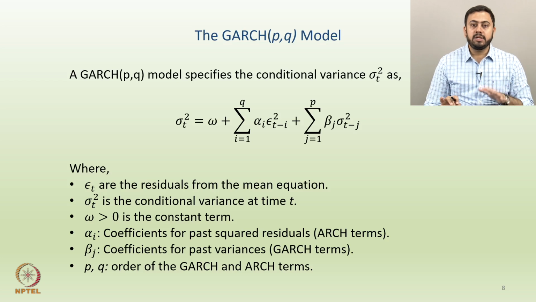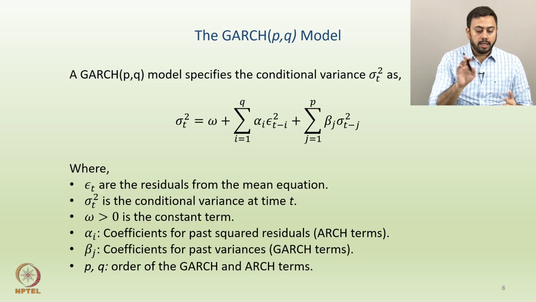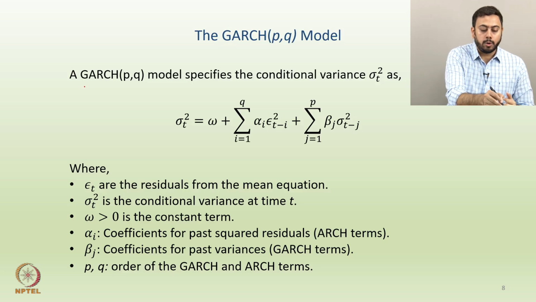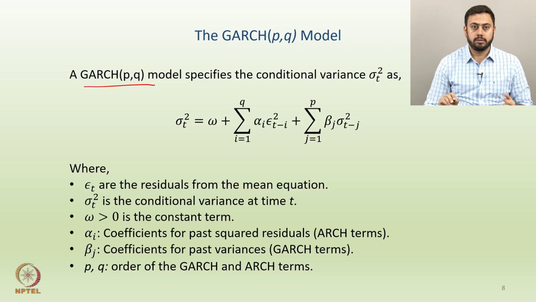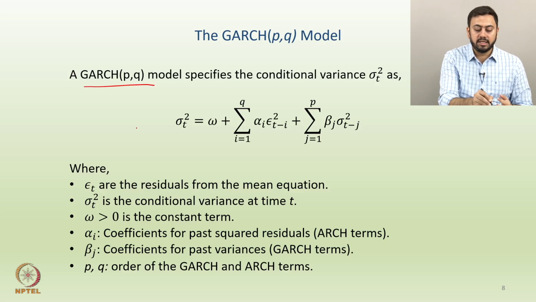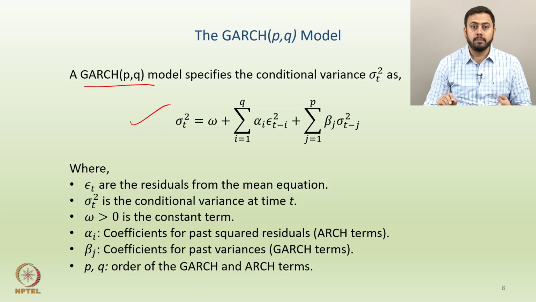Now we will study briefly what the model structure is and how exactly it is different from an ARCH model. Firstly, you should understand that a GARCH model contains two orders, P comma Q. We will specify a GARCH model with orders P comma Q. The model specifies the conditional variance sigma t squared as follows. Sigma t squared equals omega plus summation i going from 1 to q, the second order is q, alpha i epsilon t minus i squared, plus summation j going from 1 to p, beta j sigma t minus j squared.